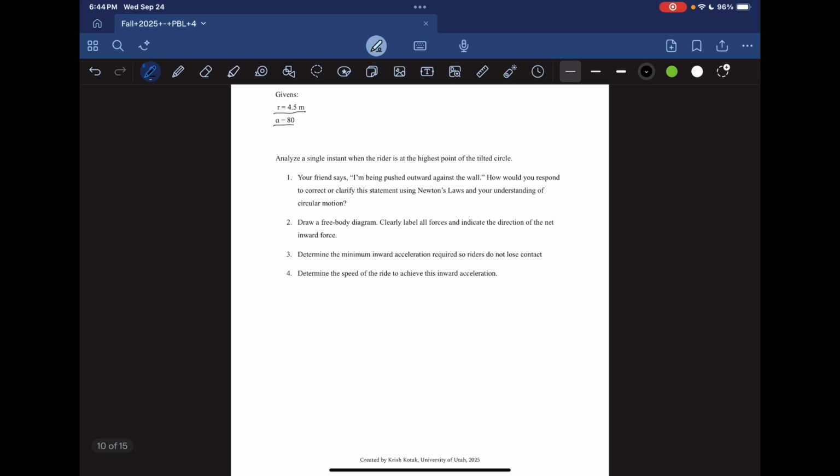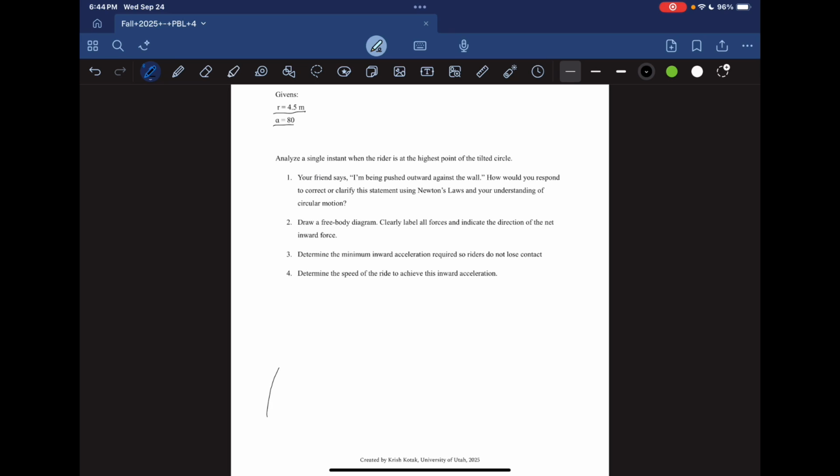Analyze a single instant when the rider is at the highest point of the ride. Your friend who's riding with you says, "I'm being pushed outward against the wall." How would you respond to correct your friend? We know that there isn't really an outward force. There's nothing on the other side of the wall that's pulling him against the wall. What's really happening is that his own inertia is keeping him pinned to the wall.